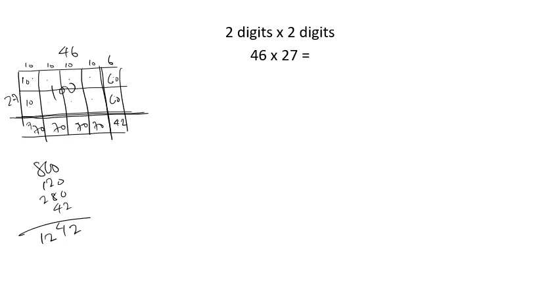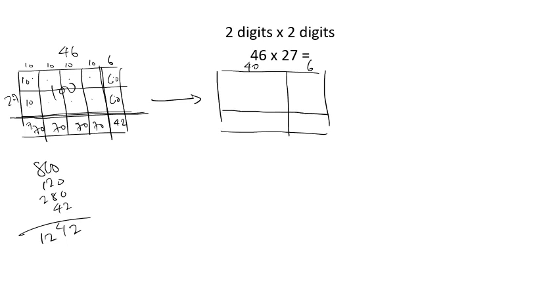So now we can abstract this a little bit more and maybe not draw a rectangle that's so detailed. So let's draw this rectangle out, but we're going to group this as 40 and 6 and then 20 and 7. So we're not going to look at all of the individual 10s and 1s separately. We're going to group these things together. So 20 times 40 makes my 800. 7 times 40 makes 280. 20 times 6 makes 120. And then this is my 42.